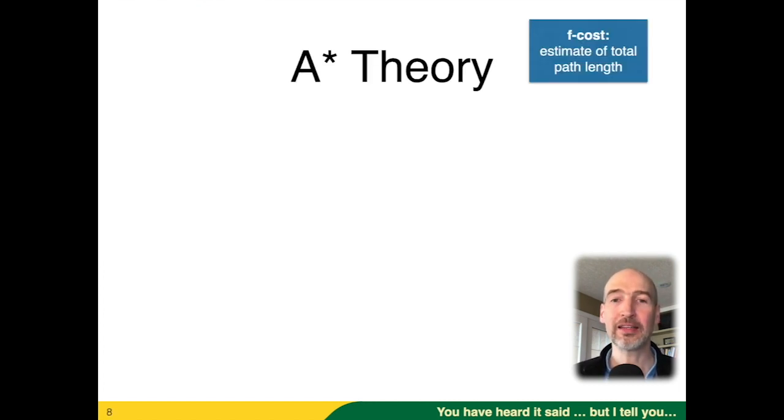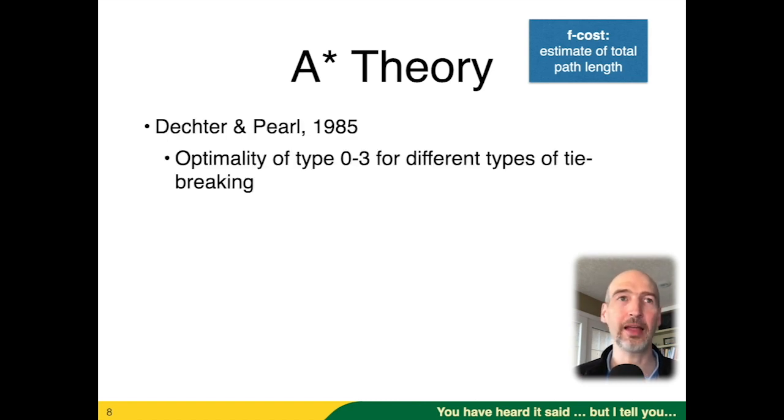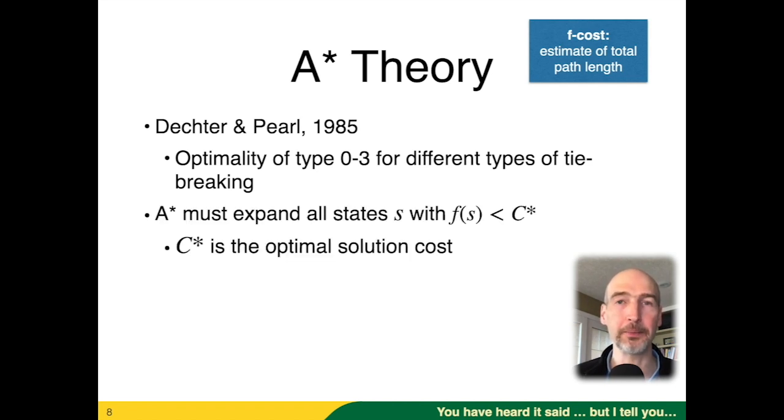Okay, so if we look at a later A* theory, remember again, F-cost is the estimate of the total path length. Dechter and Pearl in 1985 wrote a quite comprehensive paper that handles the theory at quite a deep level. They defined four different types of optimality, or different types of tie breaking and other things like this. I'm not going to go into all of those, but this is where we get this phrase, it's optimal up to tie breaking.